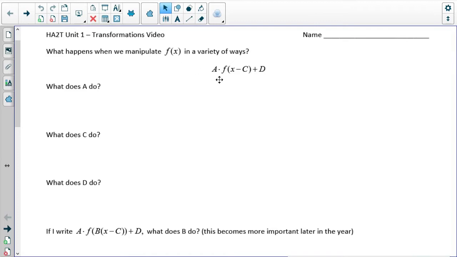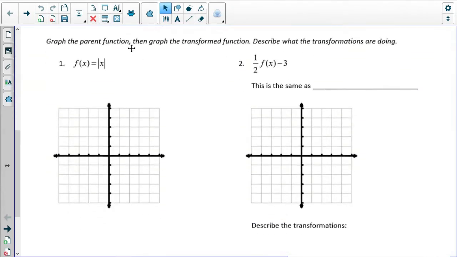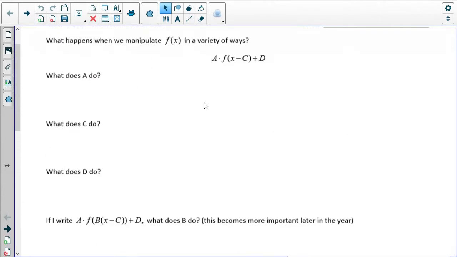So if we have f of x, we can multiply f of x, we can add or subtract something to the x value on the inside of f of x, and we can add or subtract something to the entire function value later on. And as you'll see, we'll actually do examples of this later in a variety of different situations.